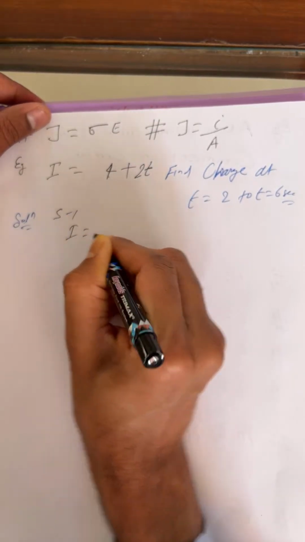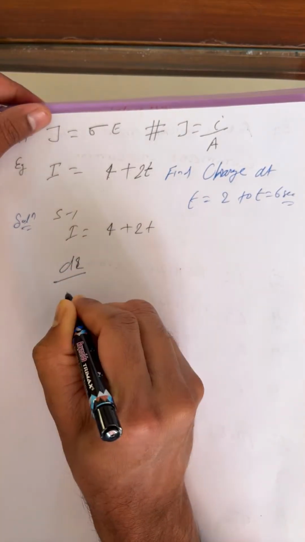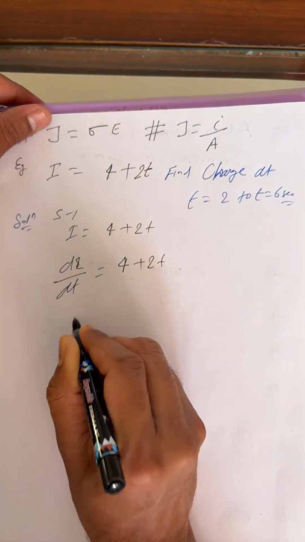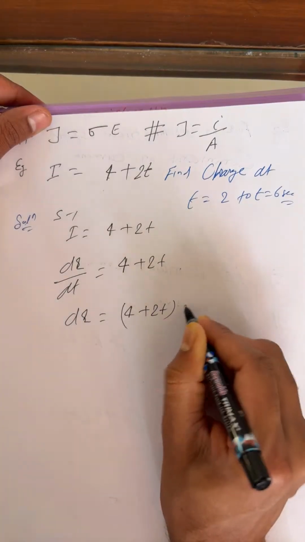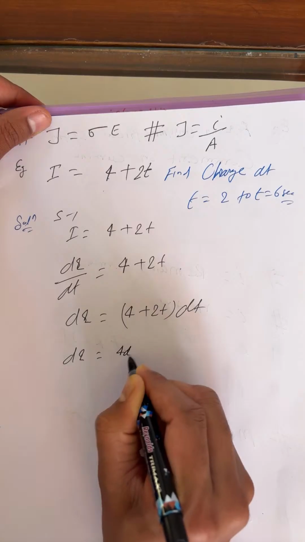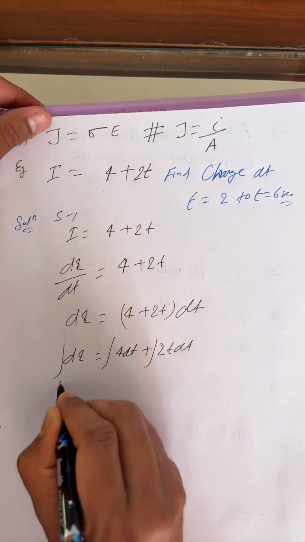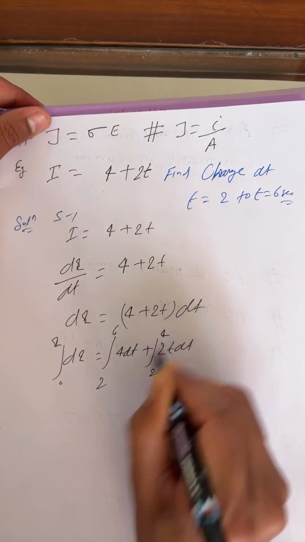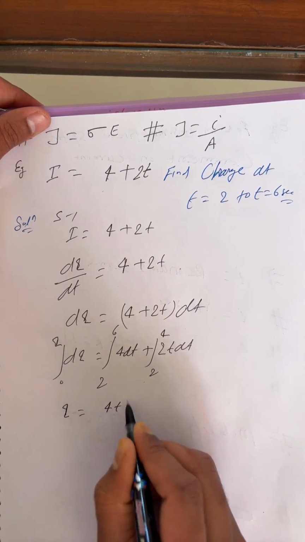Step one, bacha. I is what? I is 4 plus 2t, which I can write here. I hope you remember, I equals dq by dt. So dq is equal to (4 plus 2t) into dt. Just open the bracket here. So dq is equal to 4 into dt plus 2 into t dt. Apply the limits, beta: 0 to initial q, and this is what? 2 to 6. So this is q equals 4t.